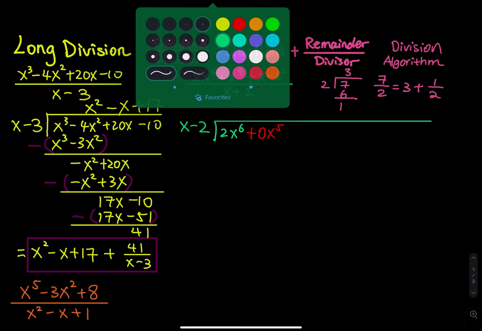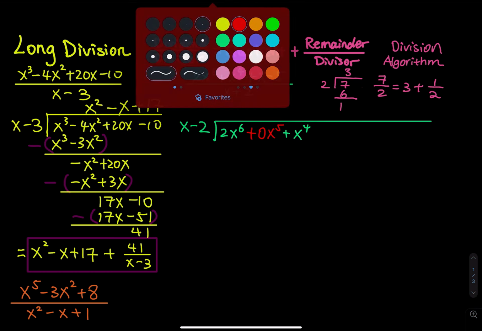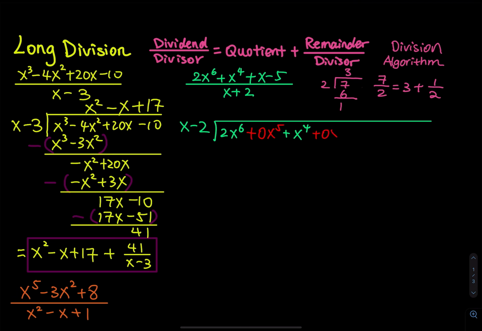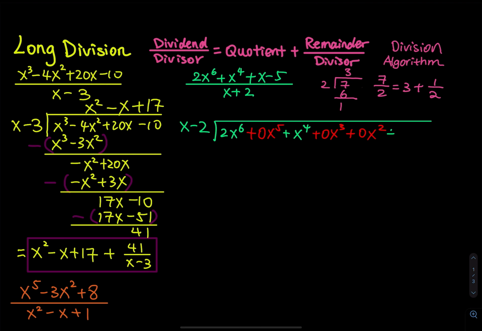And then you have plus x to the fourth. And then the third degree and the second degree, plus 0x to the third plus 0x squared. And then you have the first degree, plus x minus 5. So now we have the 6, 5, 4, 3, 2, 1, and a constant. So I just add those 0s. That doesn't change the problem.